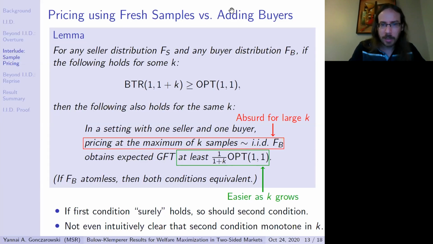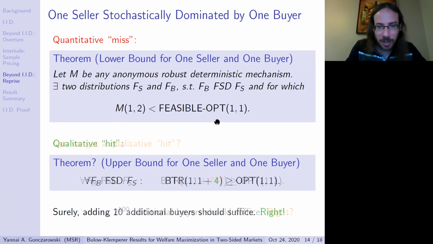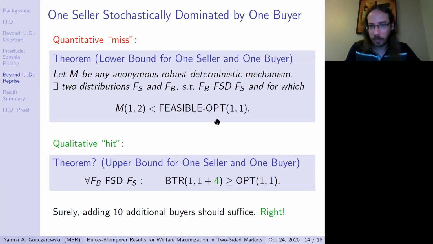So let's go back to sample pricing after we have some intuition for this. And can we get a qualitative hint? Which number is enough? The answer is 4 buyers are enough. But I hope that this little exercise that we did makes you appreciate that this is not as simple or trivial as you may have thought had I shown you this immediately without that detour.